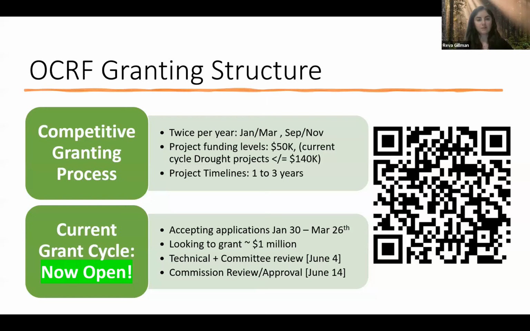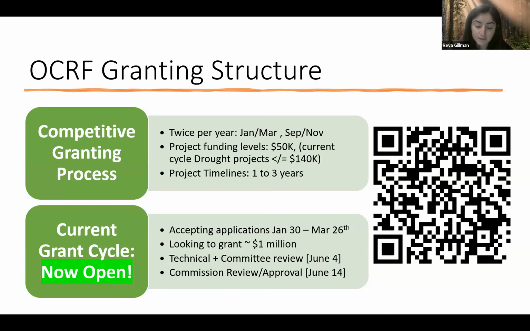And we do run a competitive granting program. We open 2 grant cycles per year, usually a spring and fall cycle. Project awards are typically capped at $50,000. So we're a pretty small grant program. However, we just raised the project maximum to $140,000 for those drought projects that I was just talking about. And our grant periods are usually 1 to 3 years.